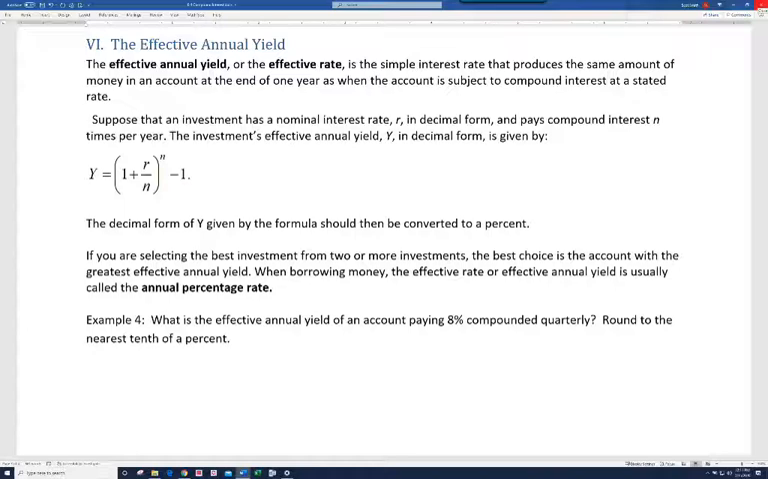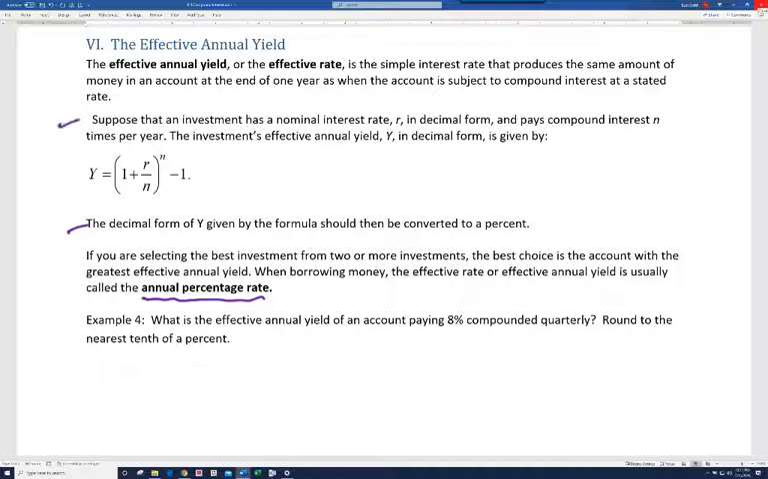What are we saying here? Well, if interest rates are sometimes compounded quarterly or monthly or annually, how do you compare so that you can choose the one that's going to make you the most money? Well, the effective annual yield is basically telling you what you would actually earn in a year in terms of simple interest on that investment. And so it evens everything out. The other way that we describe this is annual percentage rate, or APR. So I do want to mention that when you use this formula, you want to make sure that you change your decimal to a percent.